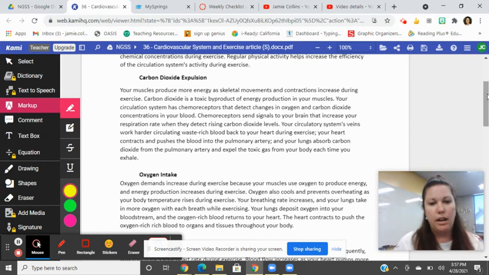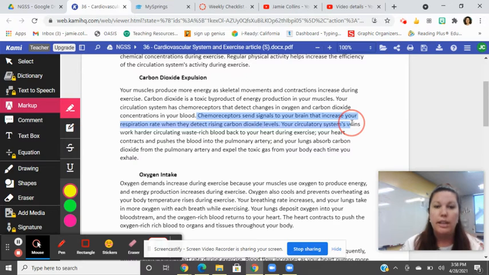Okay, so a lot of information here. Let's go ahead and underline because we're also looking for causes and effects. So I'm going to highlight and underline. We know that carbon dioxide is a toxic byproduct. We know it is expelled through our bodies and that actually plants need carbon dioxide to live. But what we need is oxygen and we expel carbon dioxide. So it says chemoreceptors send signals, so I want to highlight this, that increase your respiration rate. That's your breathing, right? What is the word called? It has to do with respiration. And now I can't remember it. That's okay. When they detect rising carbon dioxide levels, I want to highlight that.